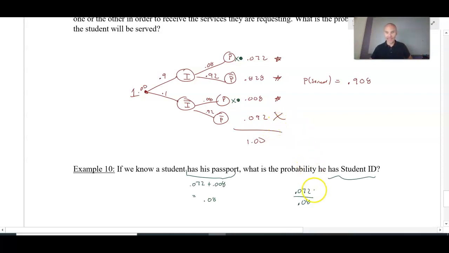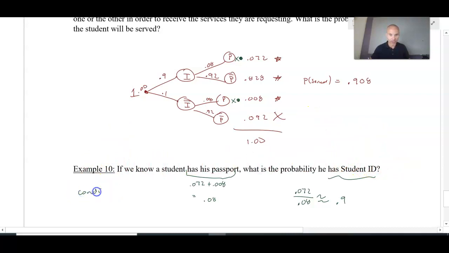have their student ID. So this suggests 0.072 divided by 0.08 comes out to about 90%. Okay, so 90% of students with passports have their student ID. Now this should not come as a big surprise because we know that these two events are independent of one another, but this is what we call a conditional probability.